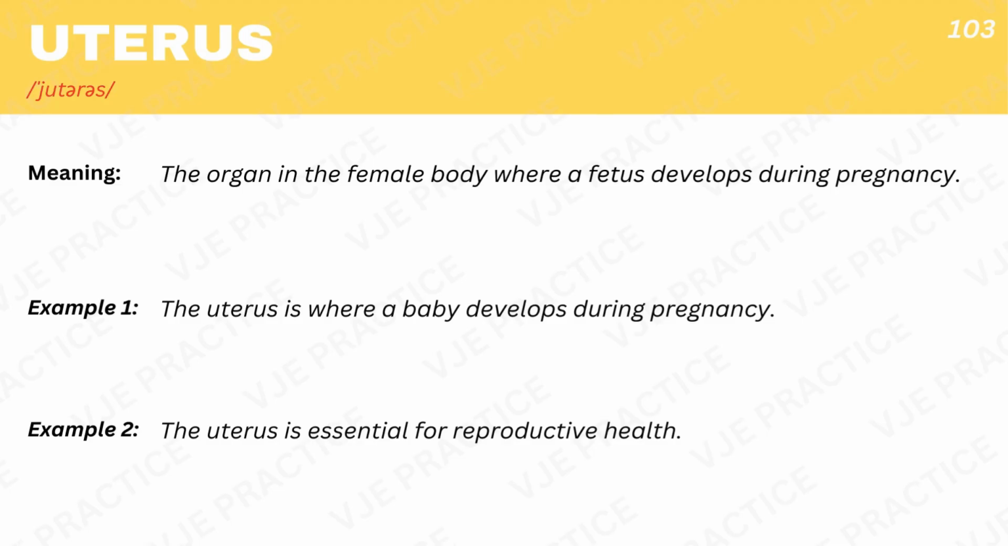Uterus, the organ in the female body where a fetus develops during pregnancy. Example 1. The uterus is where a baby develops during pregnancy. Example 2. The uterus is essential for reproductive health.